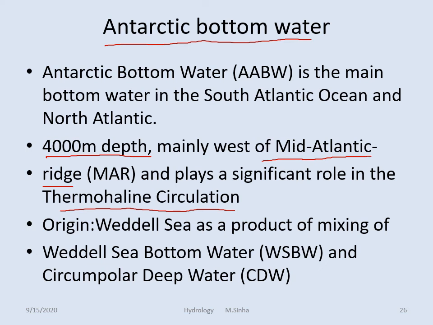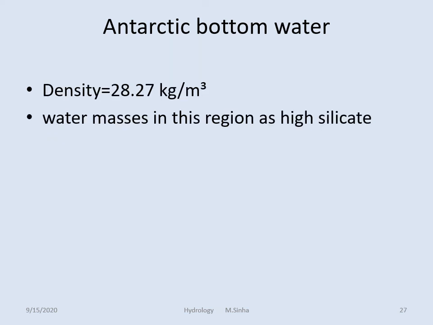Its latitude, it's observed near about the 63 degrees southern latitude, and average density is 28.27 kg per cubic meter. And this water mass is rich in high silicate and high salt content. Here I like to mention that bottom water masses is very cold, high in silicate concentration, and also high in salt concentration.